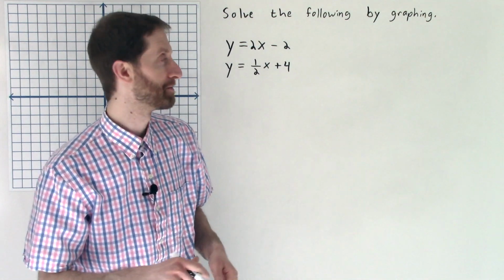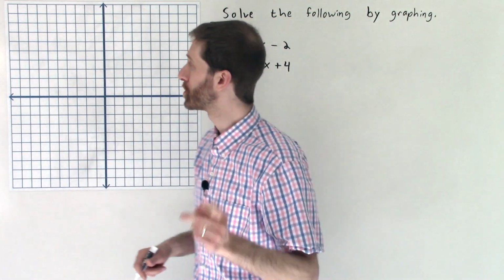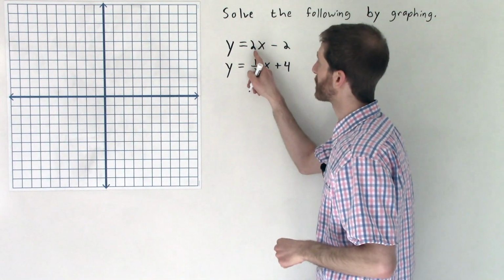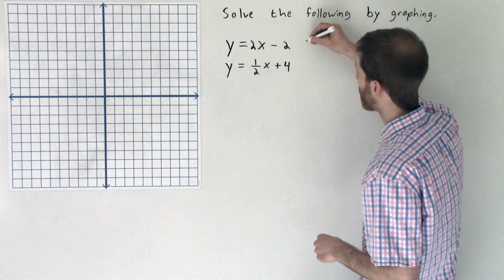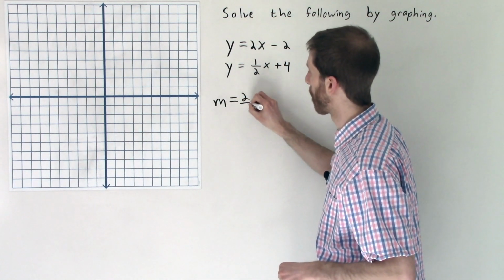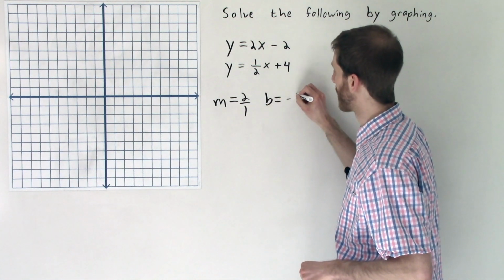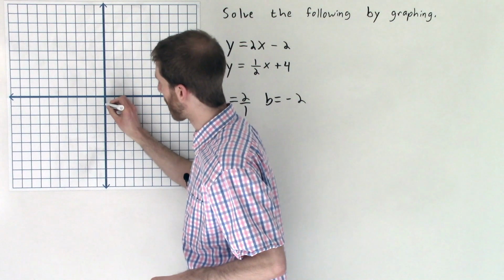Let's check this out. So I'm going to graph y equals 2x minus 2. So 2x minus 2 has a slope of 2 and a y-intercept of negative 2. So my first line has a slope of 2, which is 2 over 1, and a y-intercept of negative 2. So let's graph it. My y-intercept is negative 2, so I'm going to go down 2.